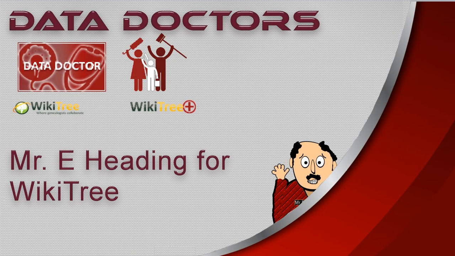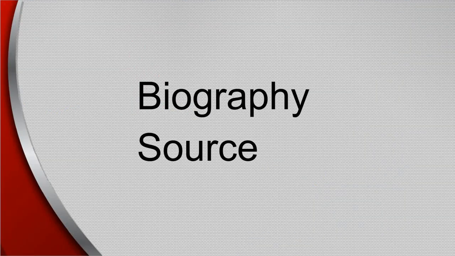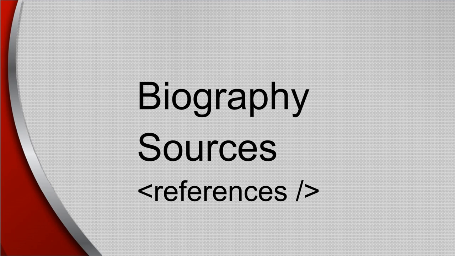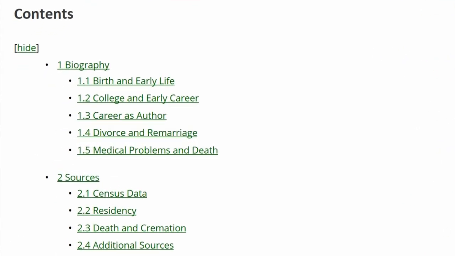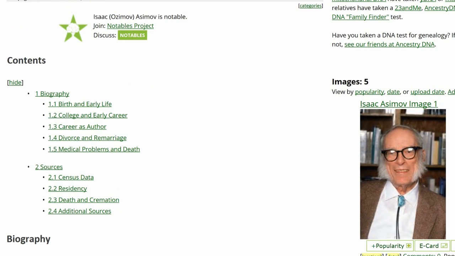Mr. E heading for WikiTree. Headings keep text organized, which is essential in writing biographies. For WikiTree, profiles should always have these two headings, biography and sources, with the references tag below sources. But there can be more headings, depending on the complexity of the profile, and that's where code comes in.